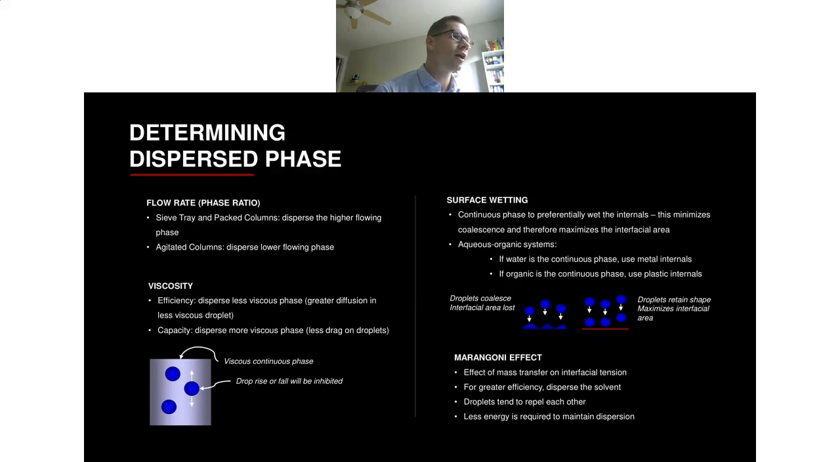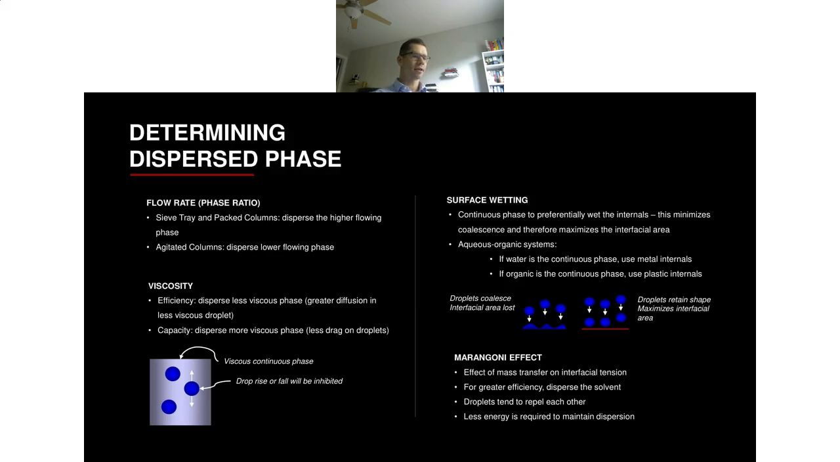For an agitated column, we take the opposite approach. We want to disperse the lower flowing phase because we have those rotating internals like a Mixco or those reciprocating internals like a Karr column. Those act to break up the dispersed phase into droplets. And if it's a lower flowing phase, it's going to have more residence time inside the extraction column, and more residence time of that dispersed phase usually leads to better extraction and better efficiency.